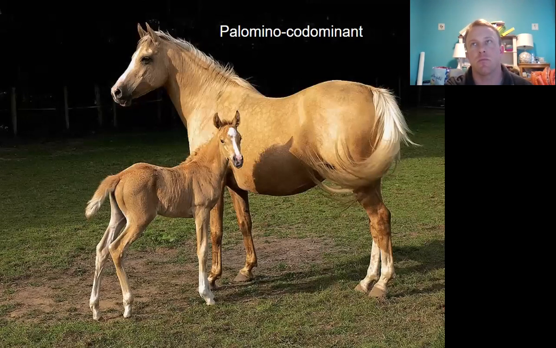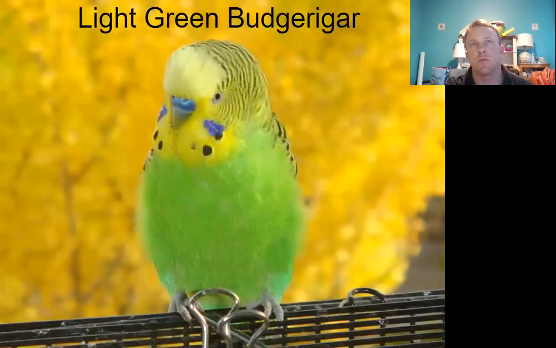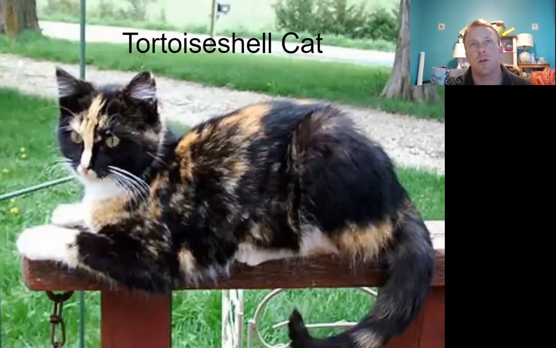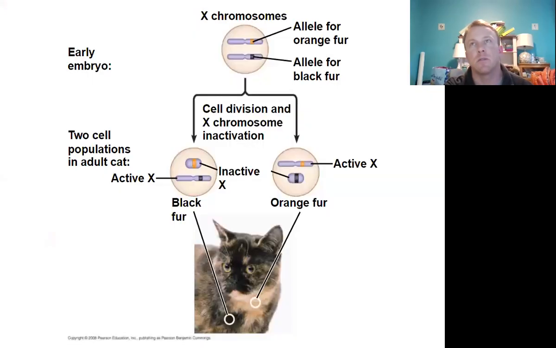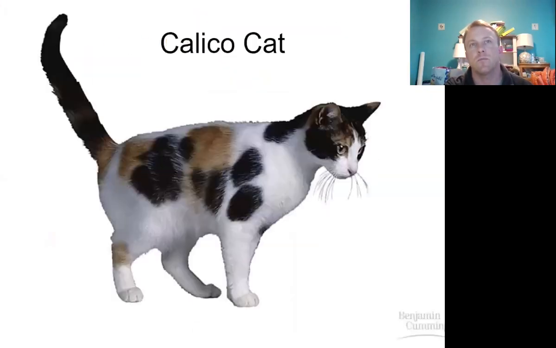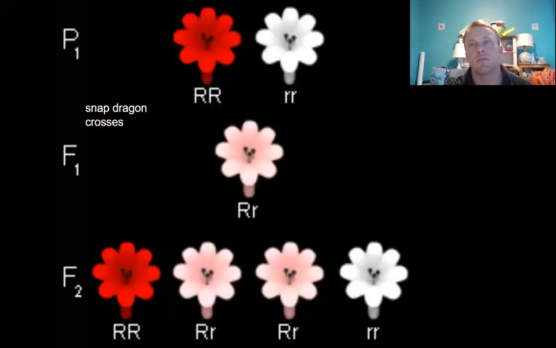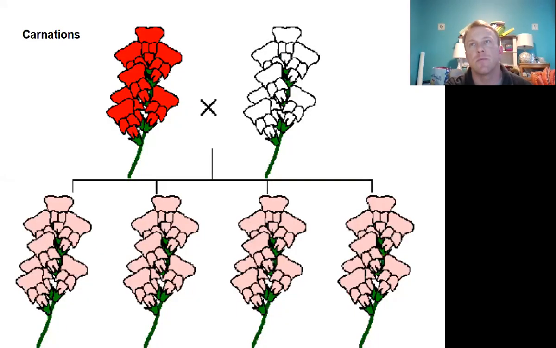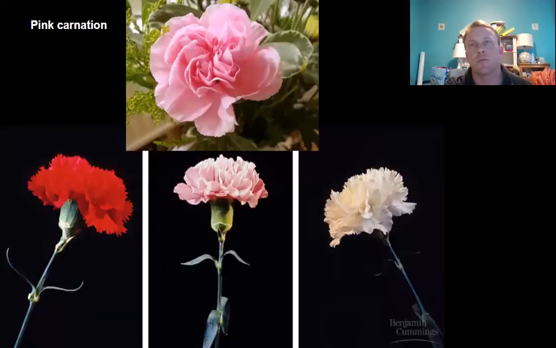There's another example. Another example. Another one. I'm sure you guys have seen all these types of birds before. Look at that tortoiseshell cat, so pretty. Calico cat. Look at that, guys. Pretty cool, huh?